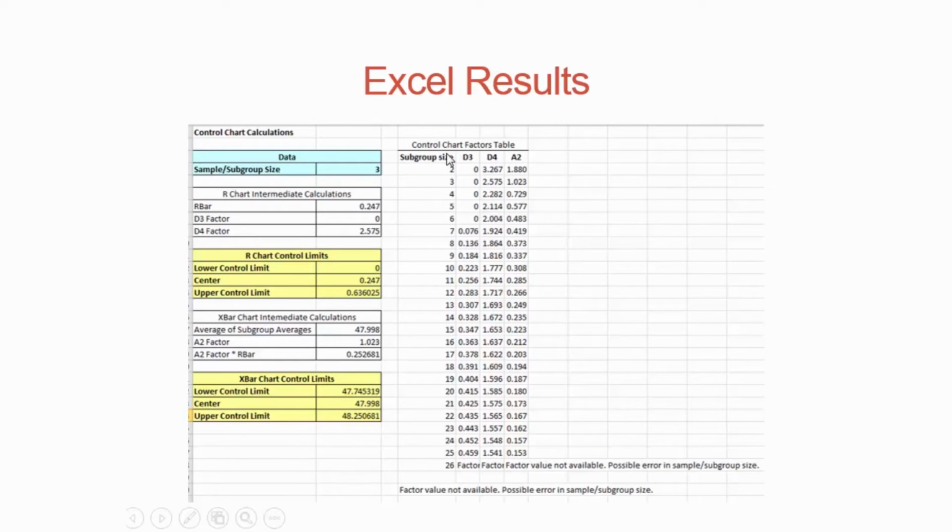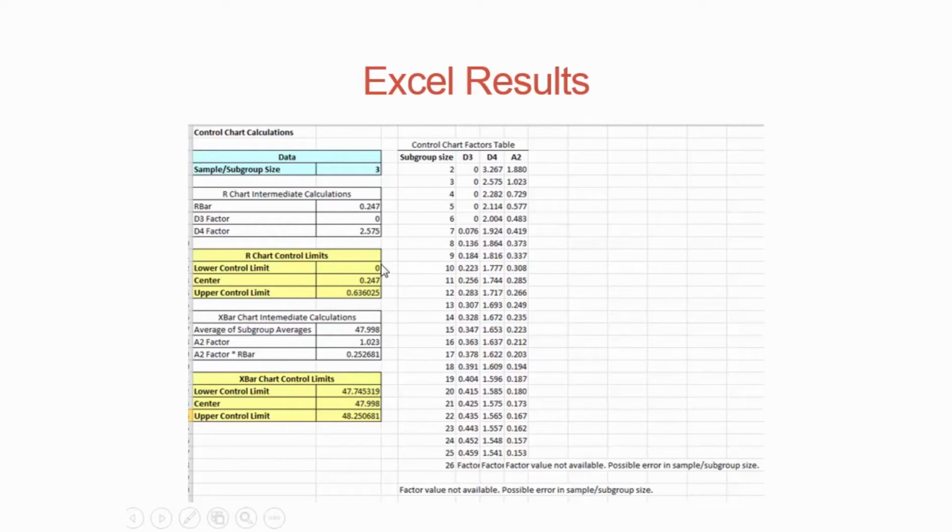This is the control chart factors table we're looking at here. This is a portion of the table. We have to be in the row that corresponds to a subgroup size of 3, and here are the values. D3 is 0, capital D4 is 2.575, and A2 is 1.023. Those are the values that we're using from this table.